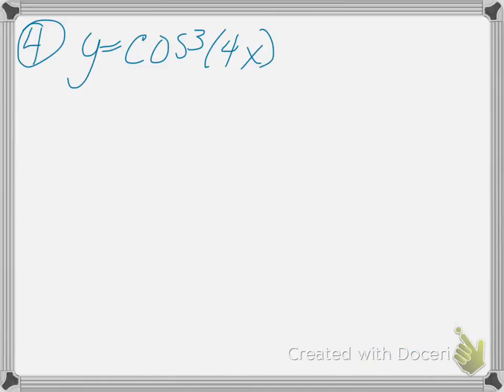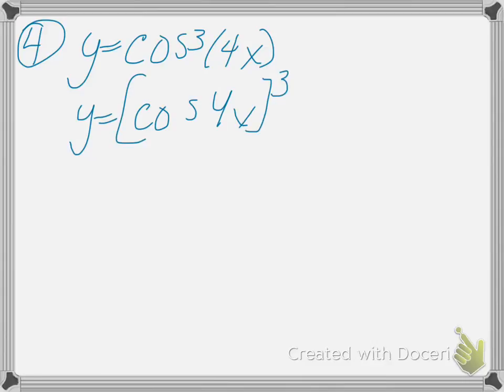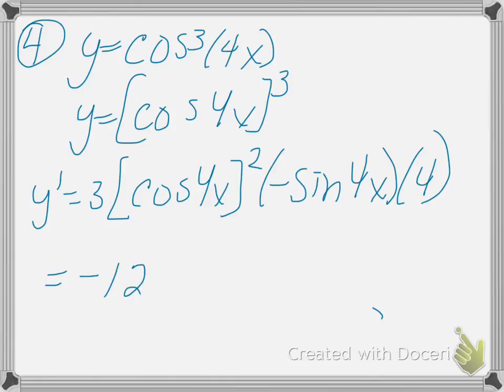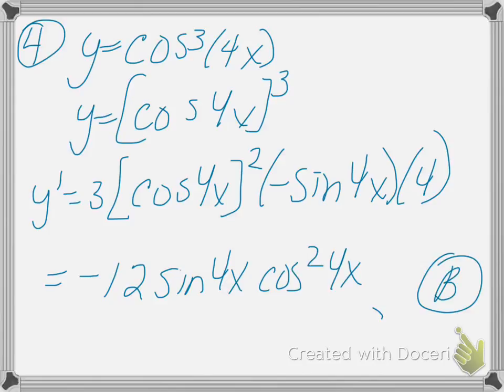Okay, for number 4, the answer was B. This is just a simple derivative problem, so first you're going to rewrite it as this. Bring that 3 out, and then it's just going to be a chain rule. Bring down the 3, keep the inside. 3 minus 1 is 2. The derivative of the inside is that. So if you simplify to get it to match, you have a negative and a 12, sine 4x, and then a cosine squared 4x. And that was choice B.